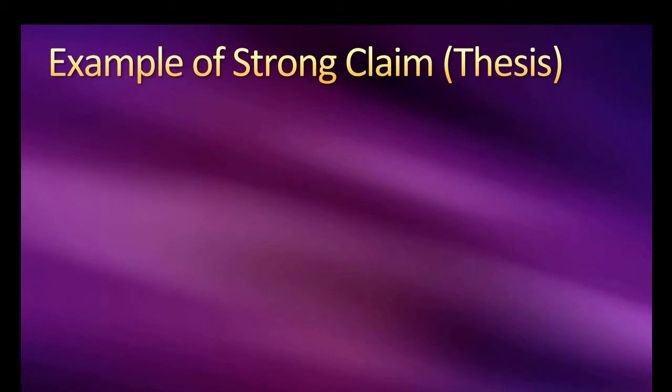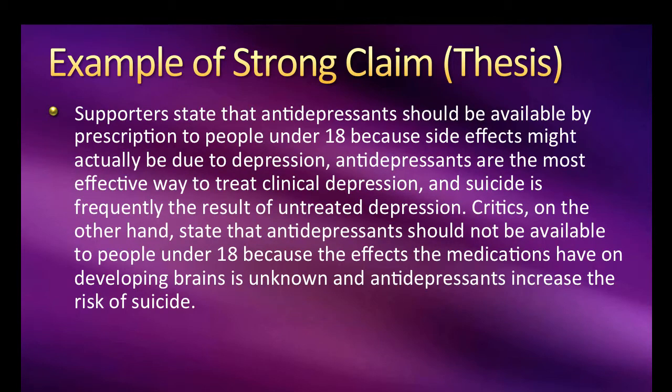Let's look at an example of a strong claim or a strong thesis, again working with my antidepressants. Supporters state that antidepressants should be available by prescription to people under 18 because side effects might actually be due to depression, antidepressants are the most effective way to treat clinical depression, and suicide is frequently the result of untreated depression. Critics, on the other hand, state that antidepressants should not be available to people under 18 because the effects of the medications on developing brains are unknown, and antidepressants increase the risk of suicide.